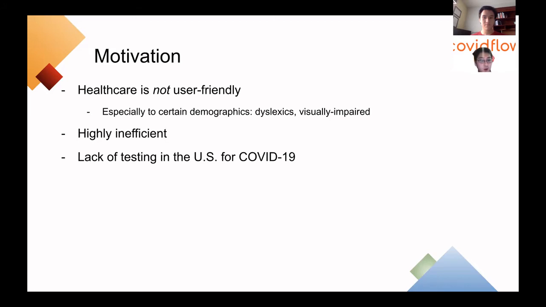In addition, one of the needs we realized was that there was a lack of testing kits in the US, and we wanted to be able to save on that so that people who probably did not have COVID-19 would not need to be tested.